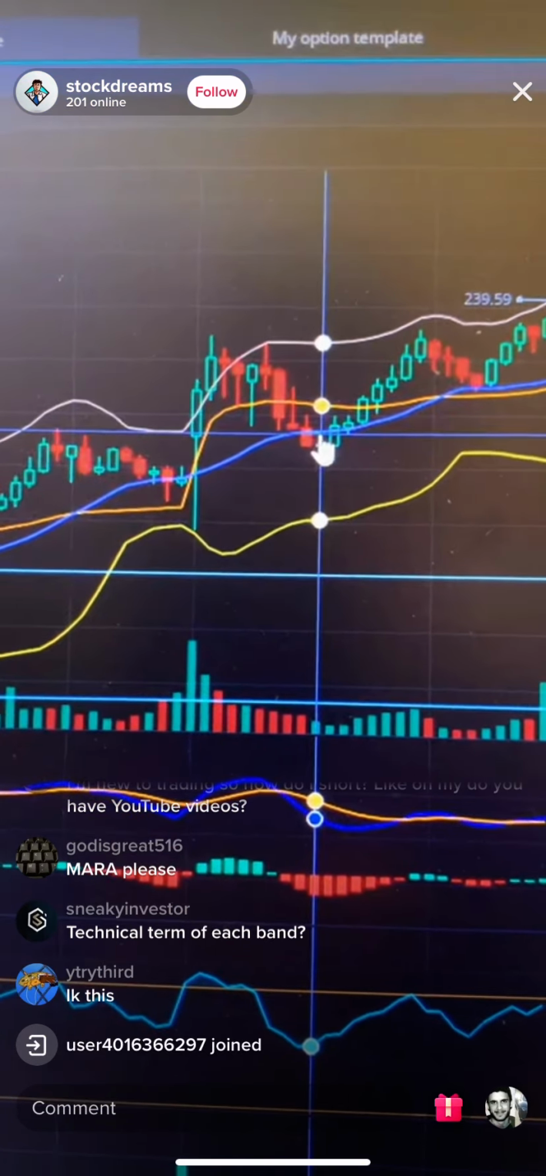Perfect. So that's the Bollinger Band right there. Second, we're going to use our pivot points. And for pivot points, what stock is good for pivot points?